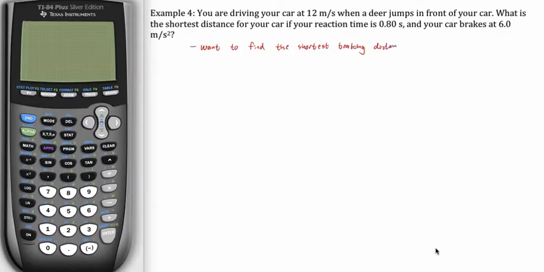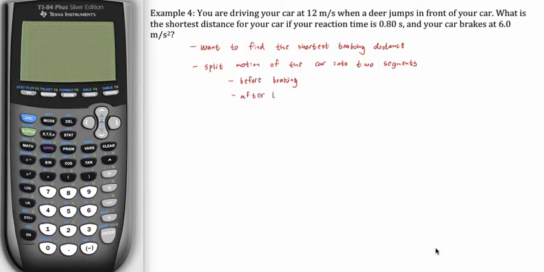Okay, so that's what we're looking for. And the other thing that we want to consider in interpreting this problem is that we want to split the motion of the car into two segments. And those two segments are before braking and after braking.